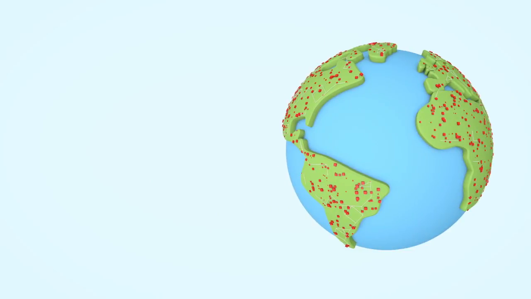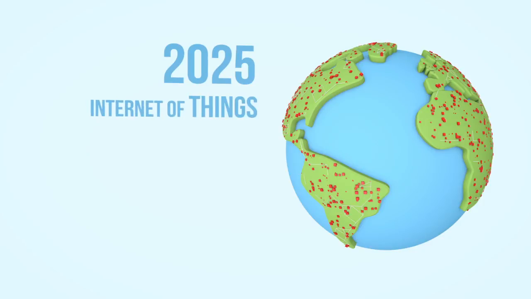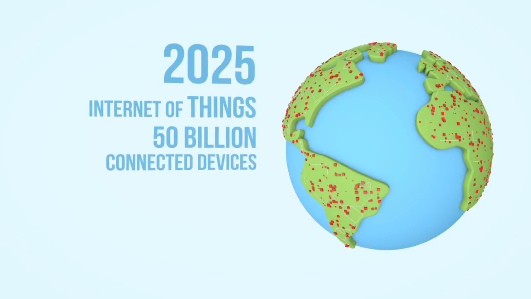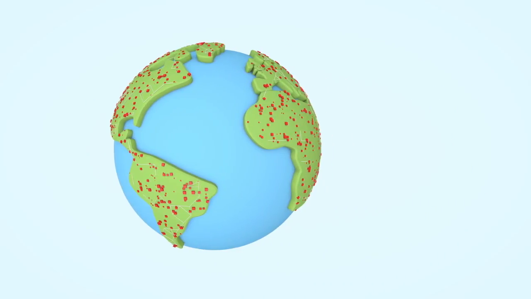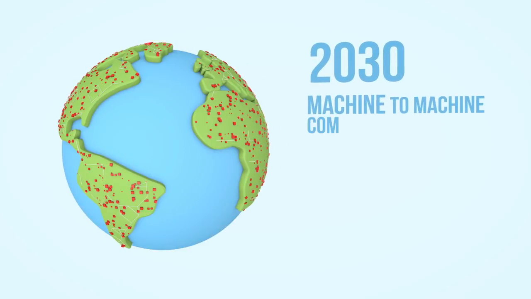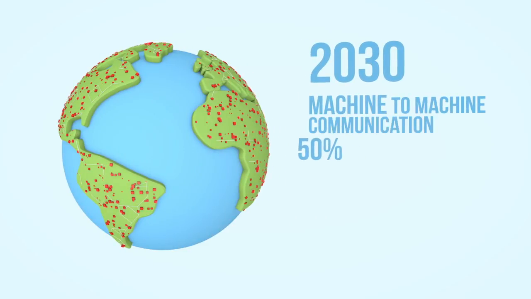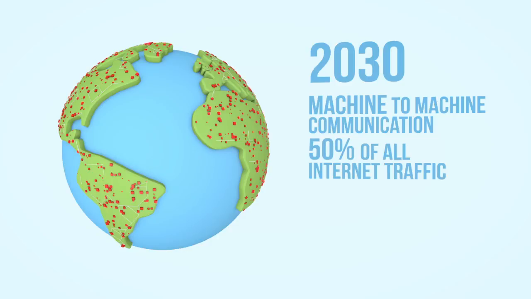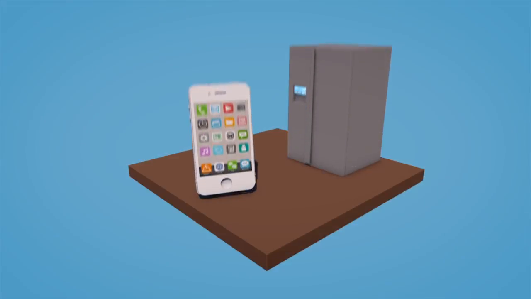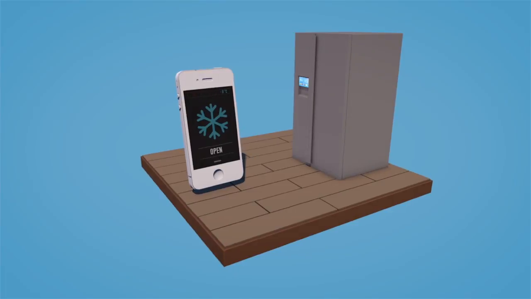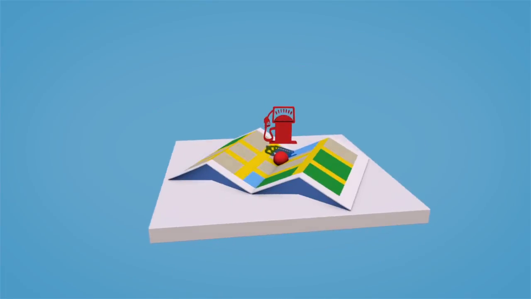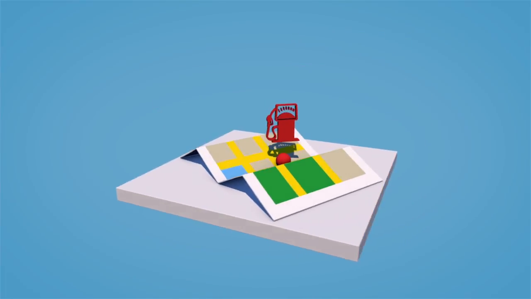Secondly, the nature of internet traffic is changing. By 2025, the Internet of Things will comprise around 50 billion connected devices. By 2030, machine-to-machine communication will make up 50% of all internet traffic. For instance, your smartphone will communicate with your smart refrigerator, and your in-car navigation will identify the cheapest gas station.